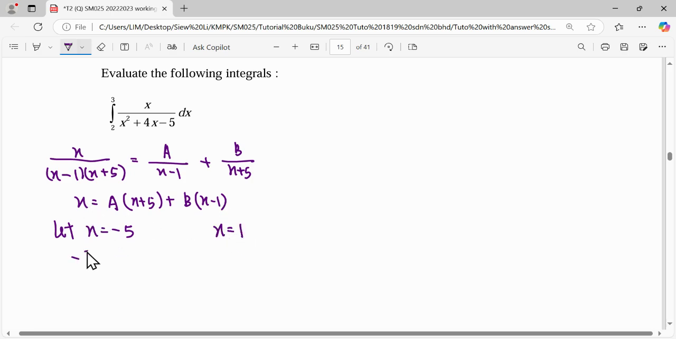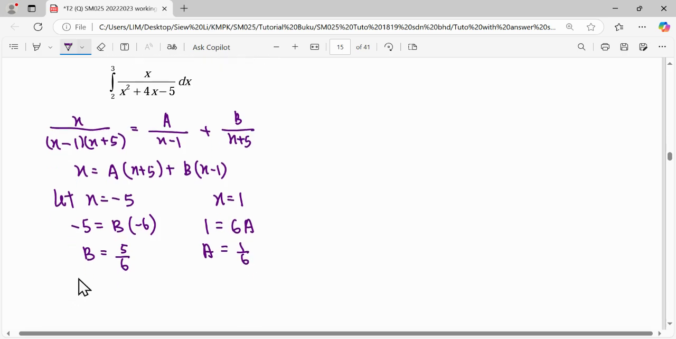When we substitute negative 5, we can get B. Negative 5, then negative 1, we get negative 6. So therefore, B here will be 5 over 6. And when we substitute 1, it gives us 6A, so A will be 1 over 6. So finally, our fraction can be expressed in partial fractions, where A is 1 over 6 with denominator x minus 1, and B is 5 over 6 with denominator x plus 5.